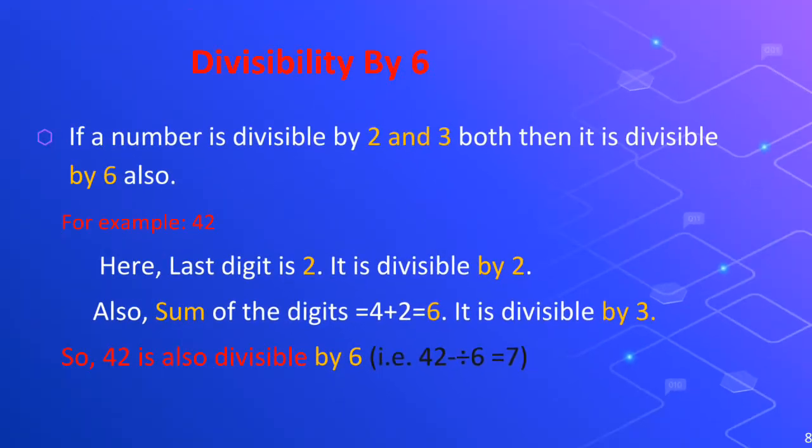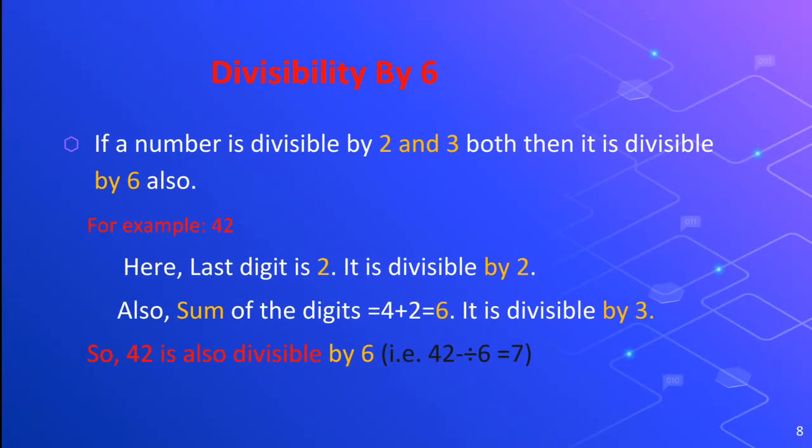I repeat, here you are having 42. The last digit is 2. It's an even number. So, it will be divisible by 2. Then, sum of the digits 4 plus 2 equal to 6. 6 is a multiple of 3. So, it is divisible by 3. Here, you are having 42 is divisible by both 2 and 3. So, we conclude that 42 is also divisible by 6.